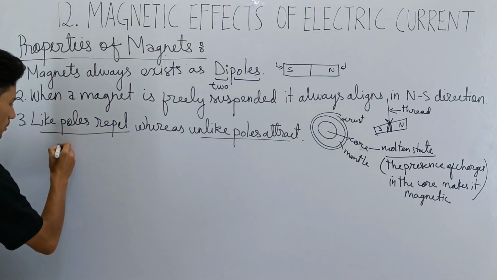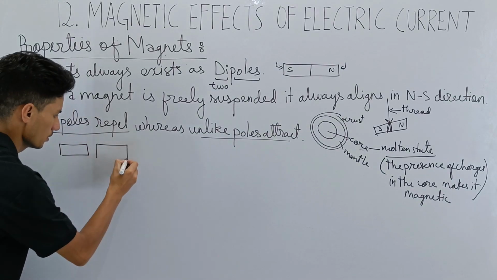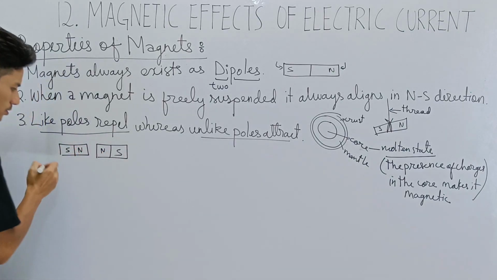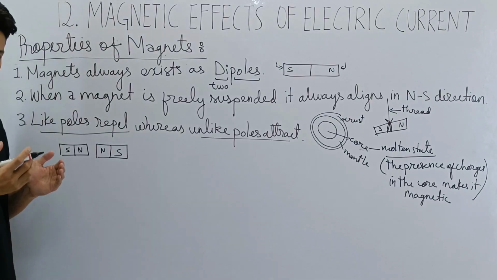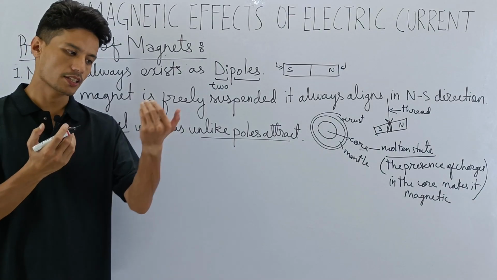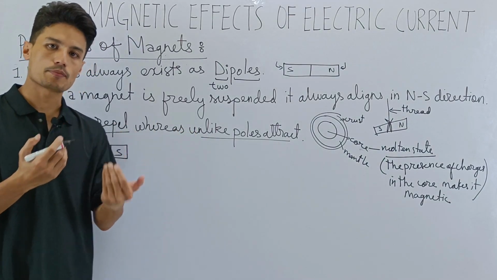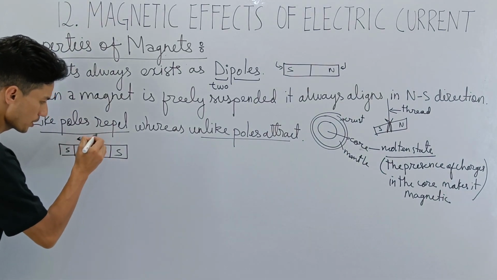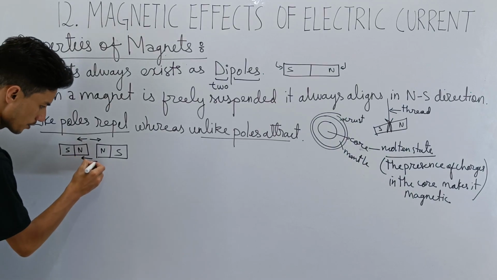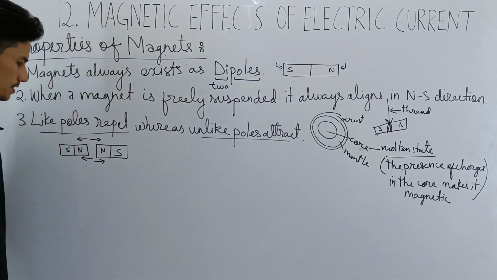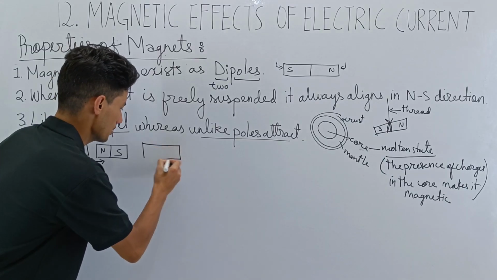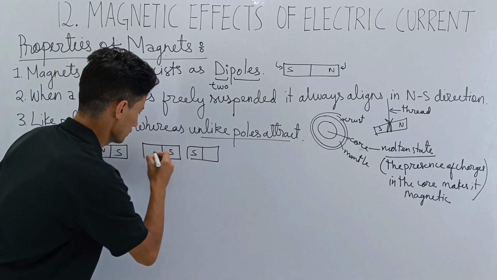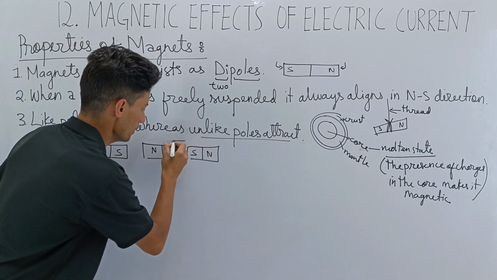So like poles, a north, this also north, south, south. So see, north north, the north face of one magnet facing the north side of the other magnet. So like poles, they are facing each other. So here what will they experience? They will experience repulsion. Here a force of repulsion will be experienced. Similarly, the same goes for this. If I bring the south and the south, again there will be repulsion.